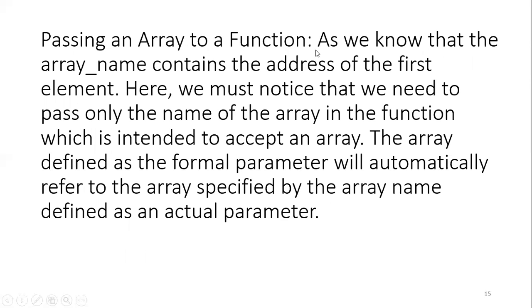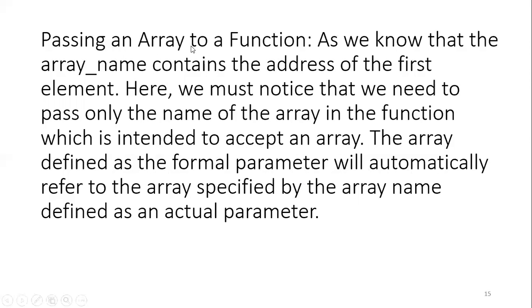Passing an array to a function. Just now I have described that the name of the array contains the address of the first element of the array. Whenever we mention the array name, it contains the address of the first element. Here we must notice that we need to pass only the name of the array in the function which is intended to accept the array. The array defined as a formal parameter will automatically refer to the array specified by the array name defined in the actual parameter.